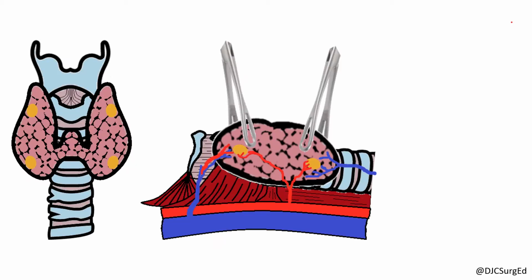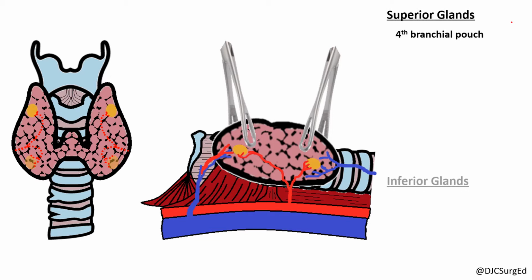The parathyroid glands are small, paired, yellow-brown glands. All four glands are supplied medially by the inferior thyroid artery. The superior glands are derived from the fourth branchial pouch, along with the lateral thyroid tissue, while the inferior glands are derived from the third branchial pouch, along with the thymus.